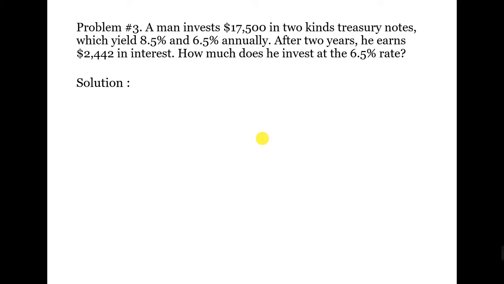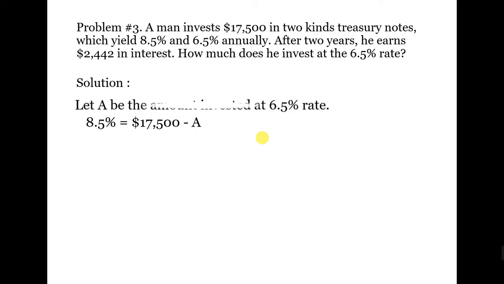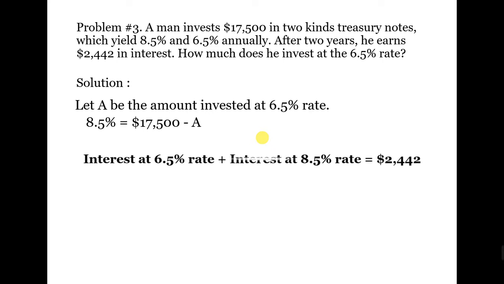In this problem, it has interest rates involved, 8.5% and 6.5%. We will use the 8.5% as the earned money from the difference between the invested amount of $70,500 and the 6.5% interest rate annually. Therefore, let A be the amount invested at a 6.5% rate. In this combination of two interest rates, such as the 8.5% and 6.5%, he earns $2,442 as the interest amount.